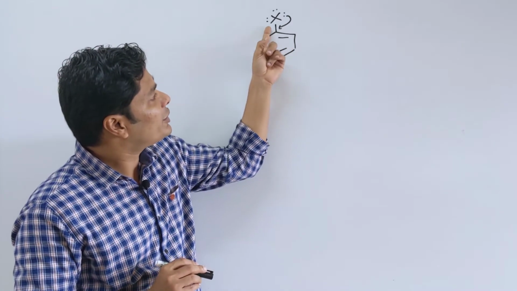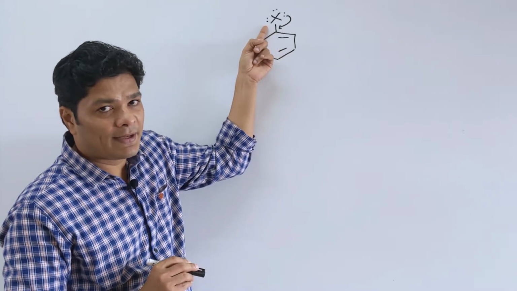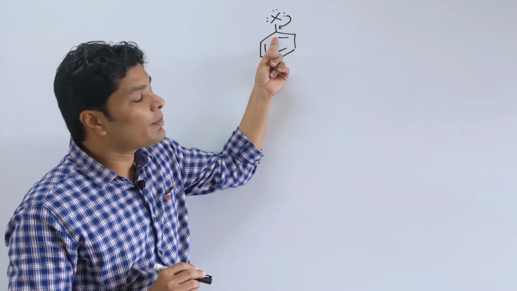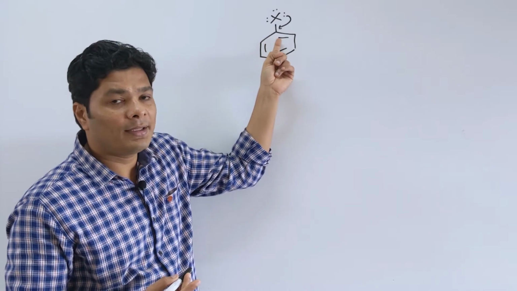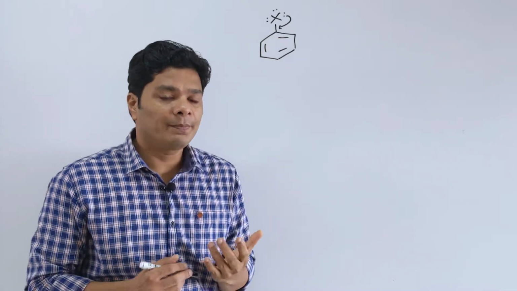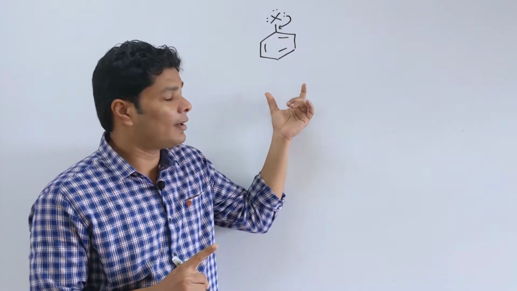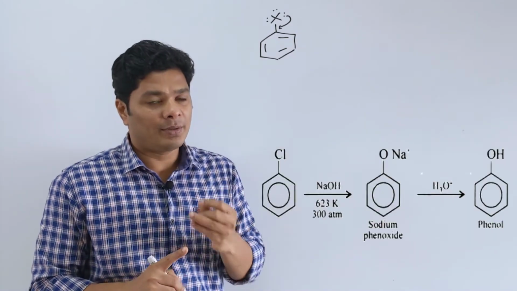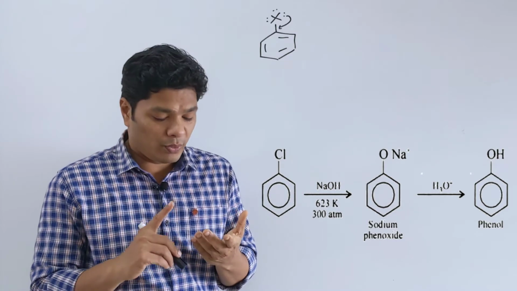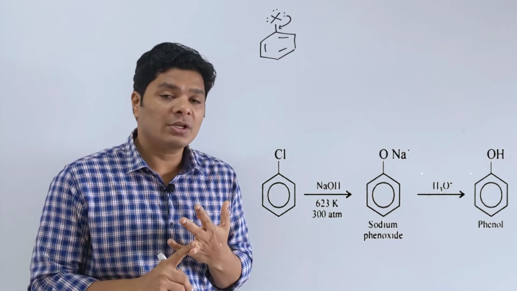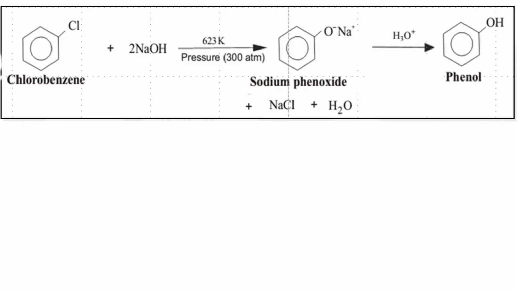Now, if I were to substitute a nucleophile for X that is attached to the carbon with the partial double bond character, then it means I have to put in more energy. So, you need higher temperature and high pressure to get this reaction done. And the most common example that you would have already come across, and that's in your syllabus, is Dow's process.